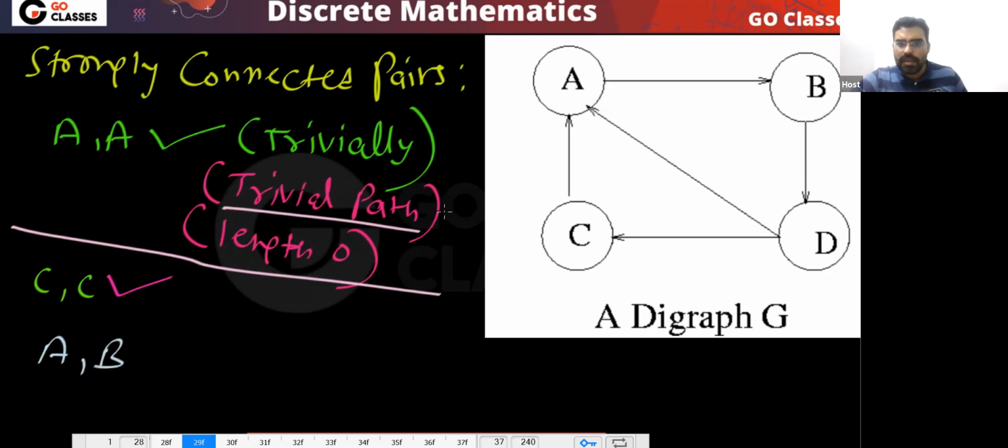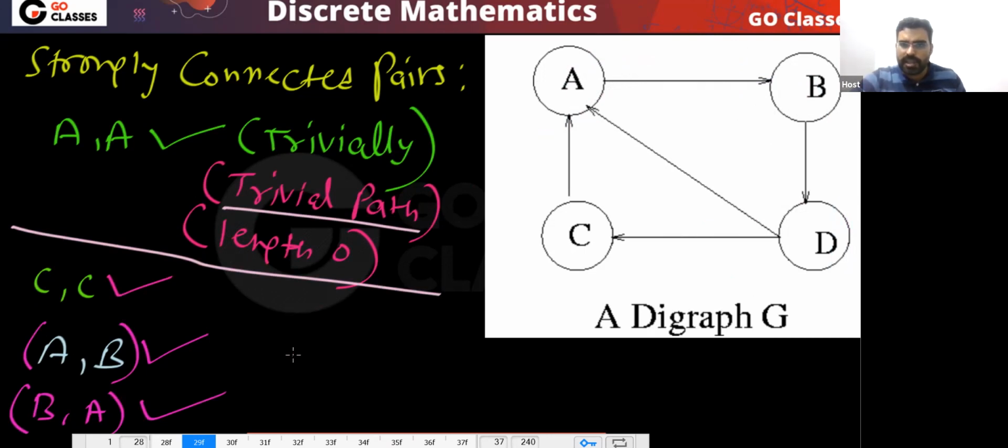A comma B. You can notice there is a path from A to B, and there is a path from B to A. So I can say yes, they are also strongly connected. What about B comma A? Yes, they are also strongly connected, because there is a path from B to A, and there is a path from A to B.